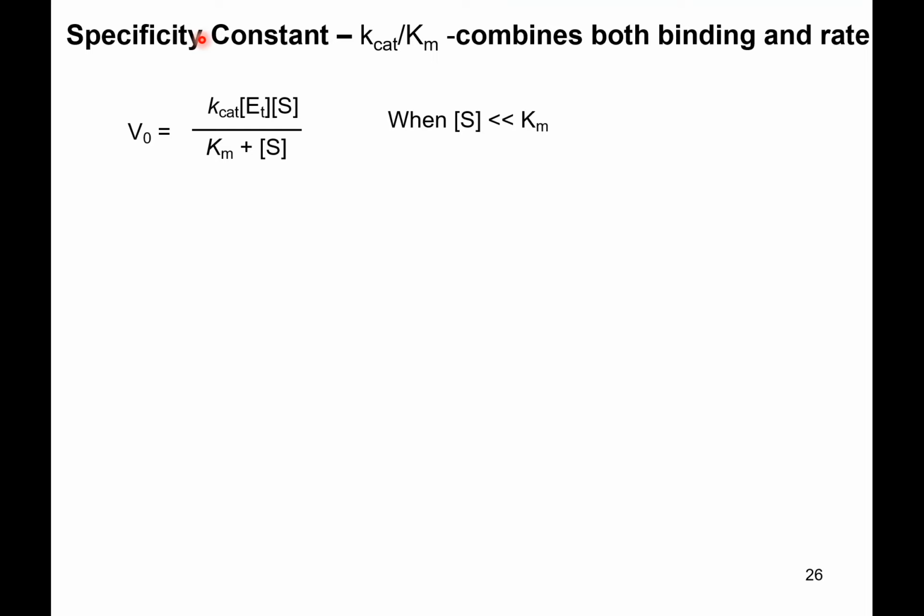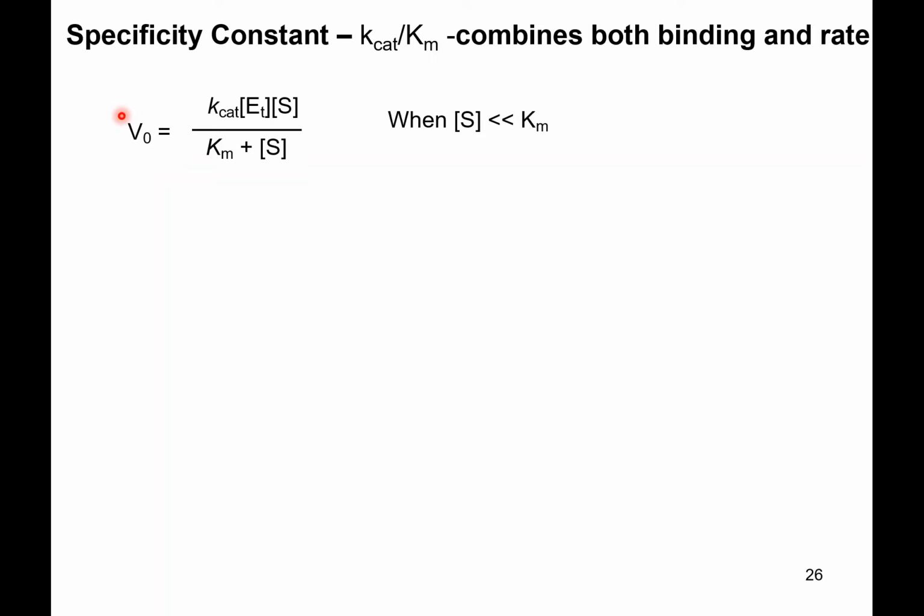Another definition to note is what's known as the specificity constant, and that's Kcat divided by Km, right? So remember, Kcat is a rate constant. Km is the Michaelis-Menten equilibrium constant. Okay, and what this does is it sort of combines both information about binding, which you sort of get from the Michaelis-Menten constant, and rate from Kcat.